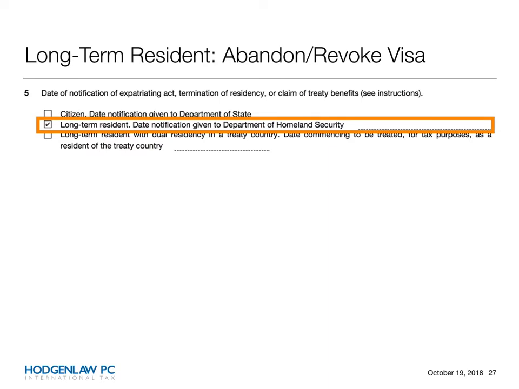I hope I'm right, and let's see what we do with long-term residents now. So long-term residents, there are two methodologies for terminating resident status and therefore knowing what your expatriation date is. One of them is giving notice to the Department of Homeland Security, and code word for filing a Form I-407, or the second one that we'll deal with in a second is a tax election that if you make it, it will be a deemed expatriation.